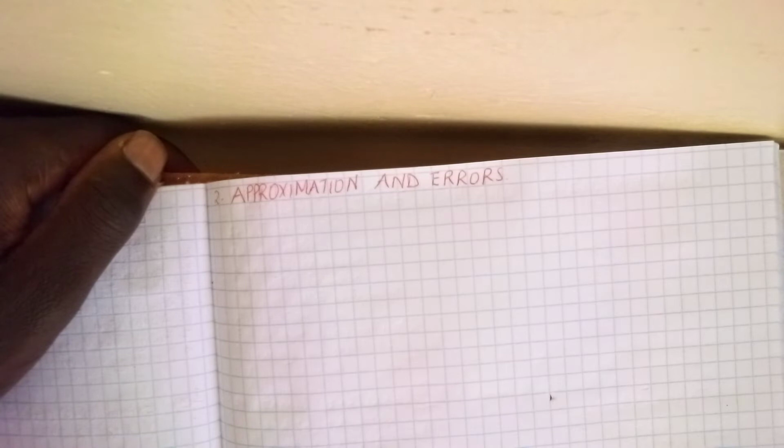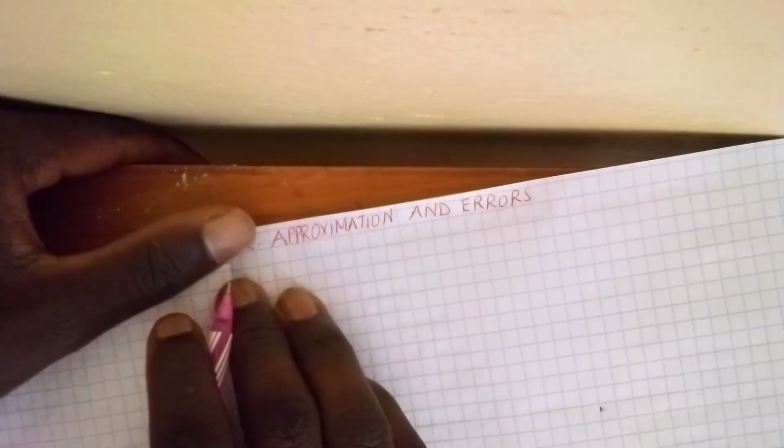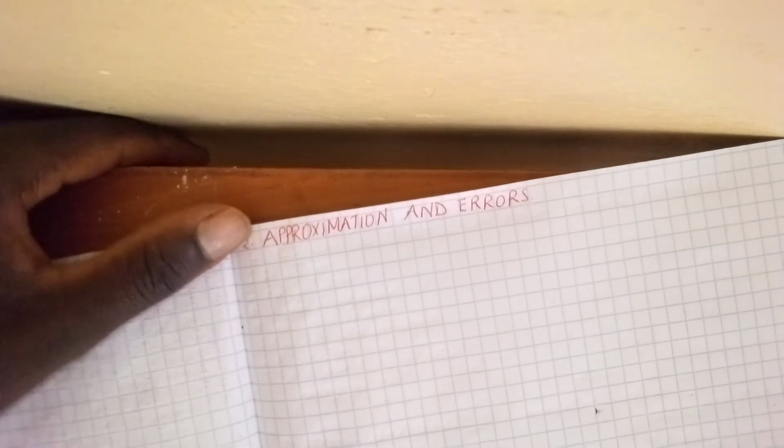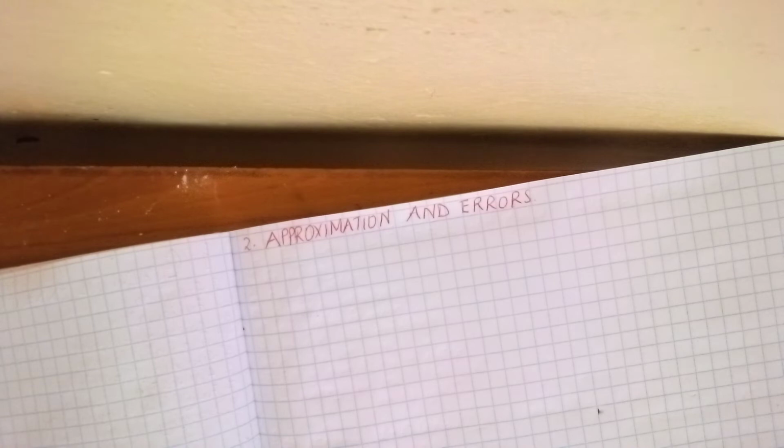Welcome to today's lessons, that is mathematics. We have approximation and errors as our topic of today. So in approximation and errors, we will have the first subtopic. The first subtopic will be errors in rounding off. When you round off numbers, errors occur.